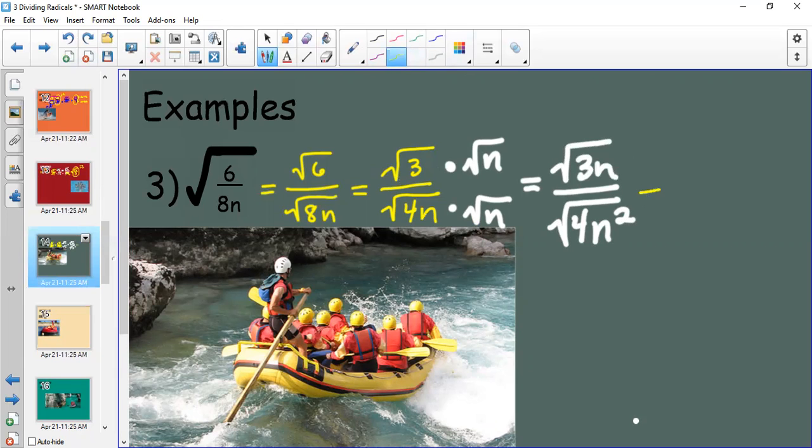All right, so now that I have a perfect square, I'm going to simplify it to 2n. And on the top, I have the square root of 3n. Again, don't simplify your n's. One inside, one outside. This is our answer.